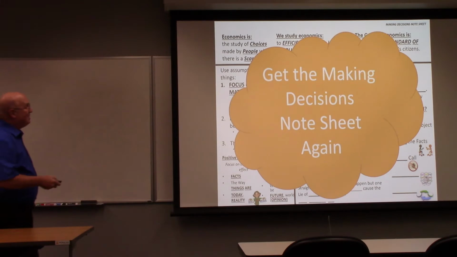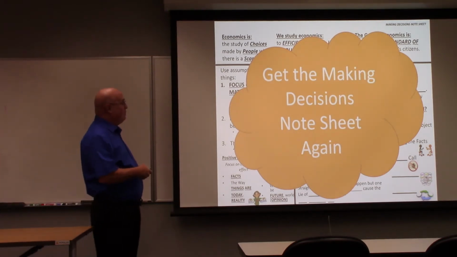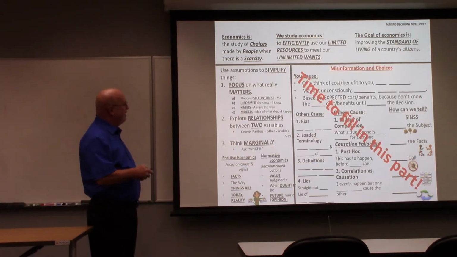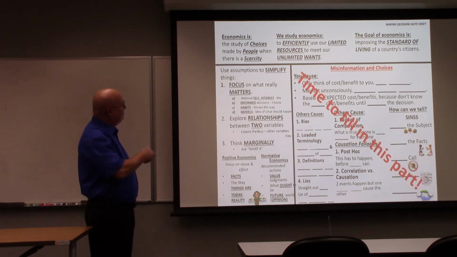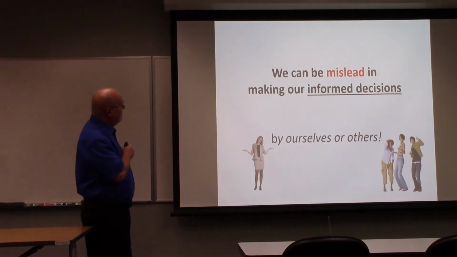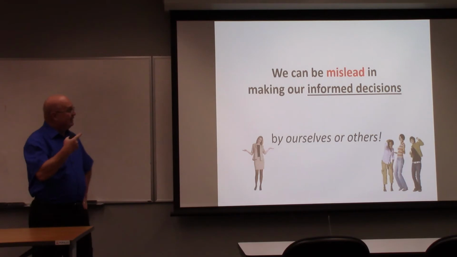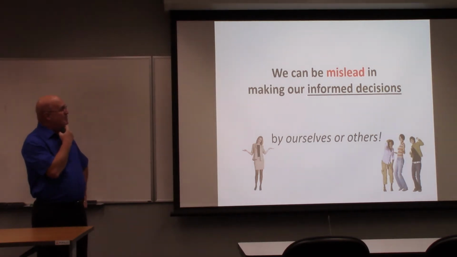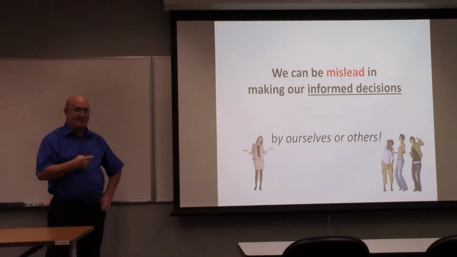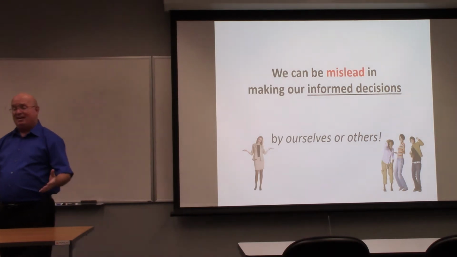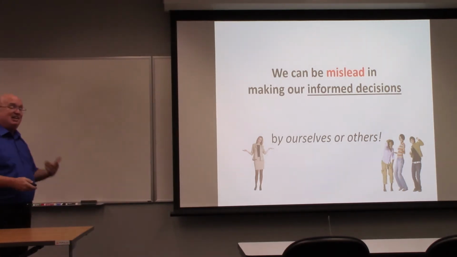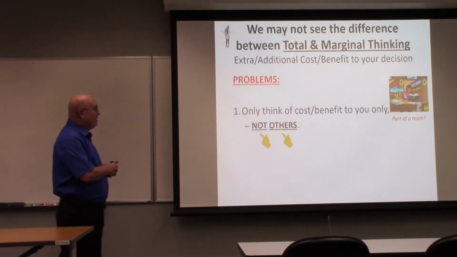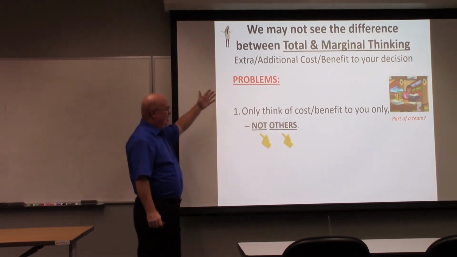All right, so I want you to go ahead and get that same worksheet we were working on. Now we're going to fill in this part over here, and this part here, and let's look at it. First off, we can be misled in making our decisions by ourselves, which is where we're going to start. And then we're going to take a look at how others could do it. But let's look at by ourselves.